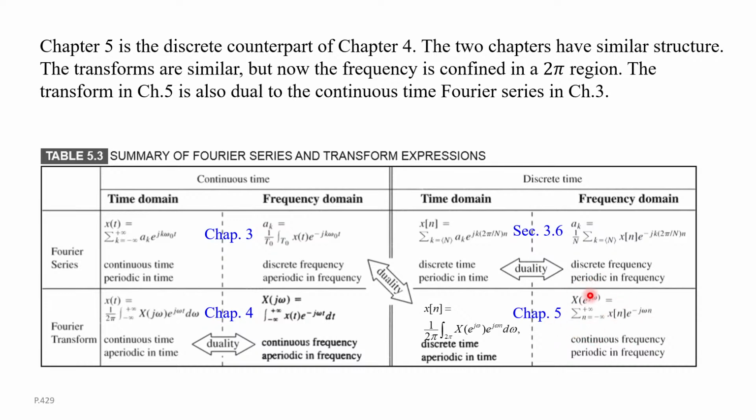And then now we have this being big X of omega. Well, but we actually call it big X of e to the j omega for notational reasons. But if you think about this as a function of omega, then since this is continuous and has periodicity 2 pi, that's similar to chapter 3, where your x of t is continuous but has some periodicity. Okay. So any questions? This is quite a lot to think about.